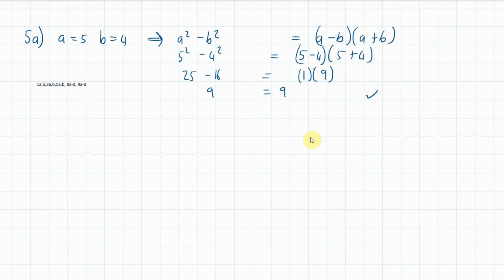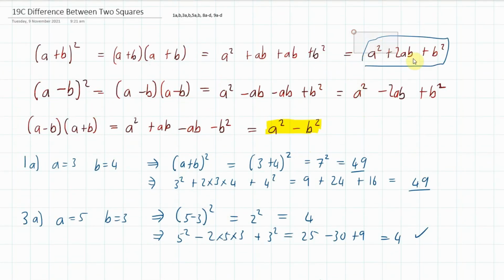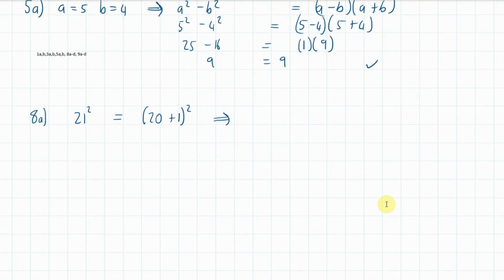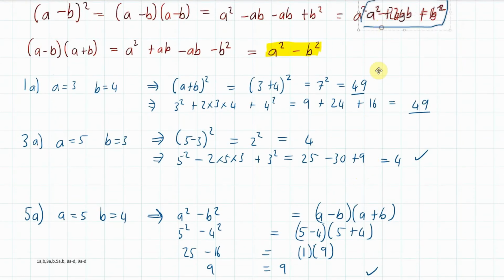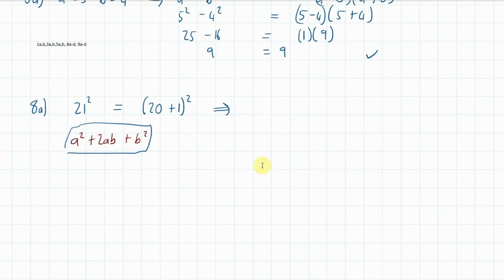8a. Now we can use this knowledge to help us solve a few problems. So look at this one here, 21 squared. Instead of trying to square it in our heads, we could go, that's like (20 plus 1) squared. And remember, up above, I've already figured out what that is equal to. That's this thing here, isn't it? So I'll just pull that down so we can have a look at that. I should be able to write it as a squared plus 2ab plus b squared.